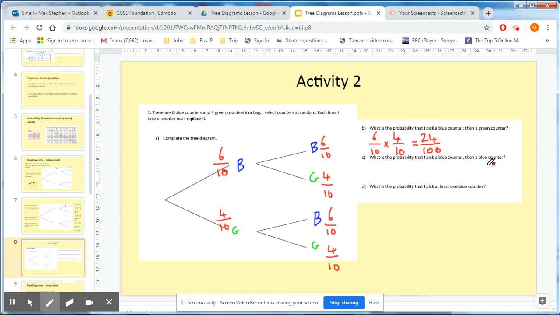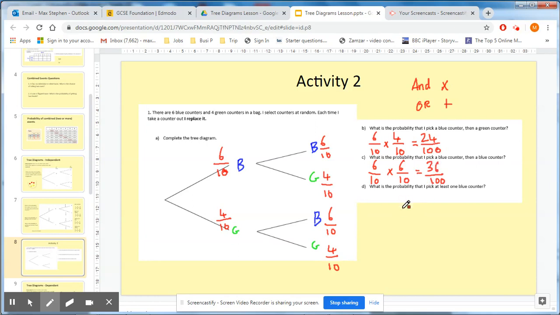What is the probability I pick a blue counter and then a blue counter? Is the second question. So that would be going up this way again. I got a blue and then a blue. So 6 out of 10 times 6 out of 10. So 6 sixes is 36, and then it's out of 100. So right there as a reminder, if I've got an "and", multiply, if I've got an "or", add.